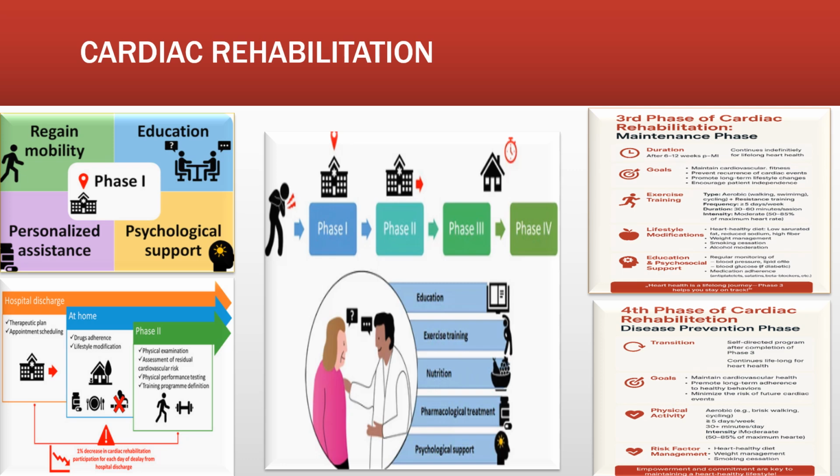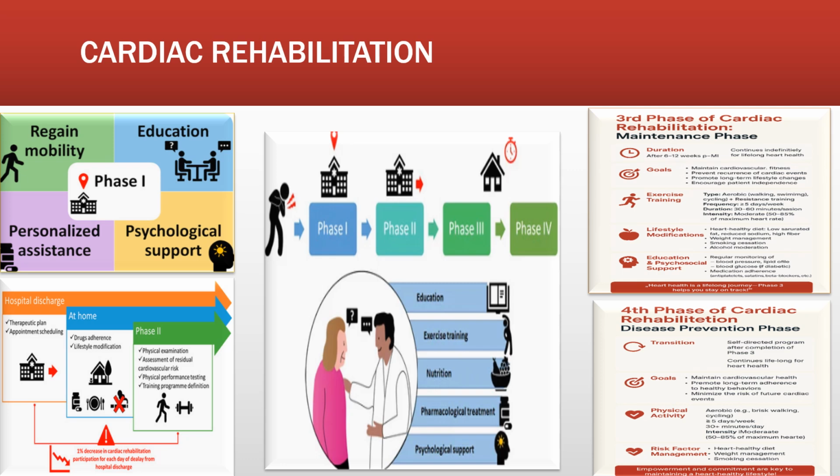What do we do in phase 2? This is also in hospital. We do again a physical examination. We assess any residual cardiovascular risk, like his sugar is still high or his BP is still high, his DLD is high. Physical performance testing, training program definition. We explain all this to the patient.